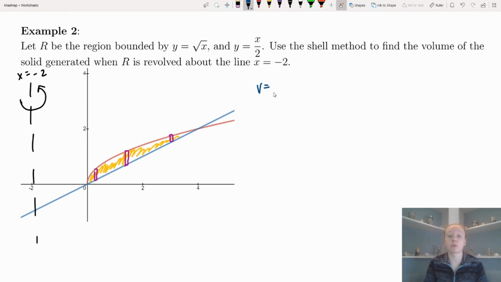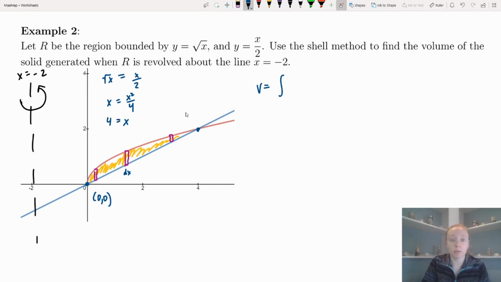So the first thing we'll figure out is where we start drawing those rectangles and where we stop drawing those rectangles. And because we're integrating with respect to x, that's that tiny width, then we're going to find those x bounds. So our intersection point is 0, 0, and that upper intersection point is going to be when the square root of x equals x over 2. So the square root of x equals x over 2. If I squared both sides, I'd get that x equals x squared over 4. Multiplying by 4 and then dividing by x on both sides, I would get that 4 equals x.